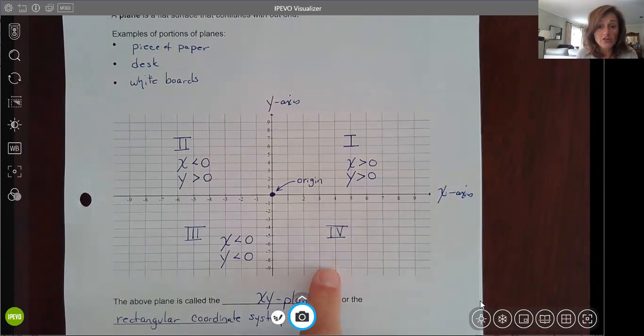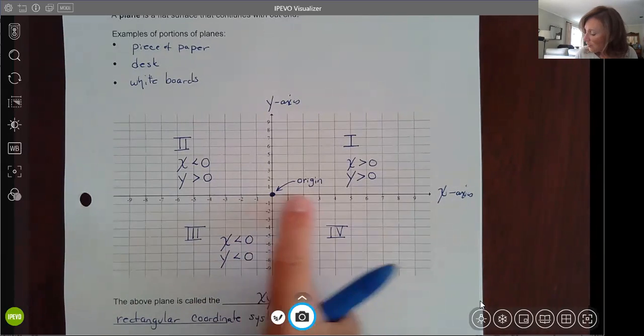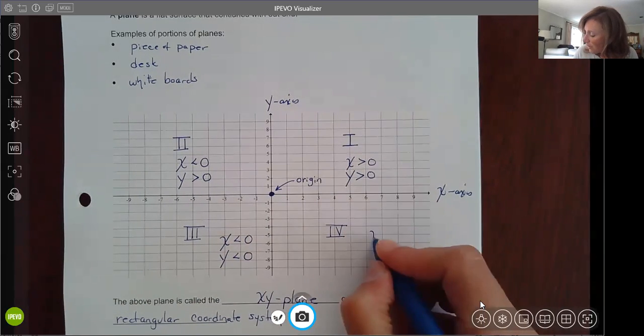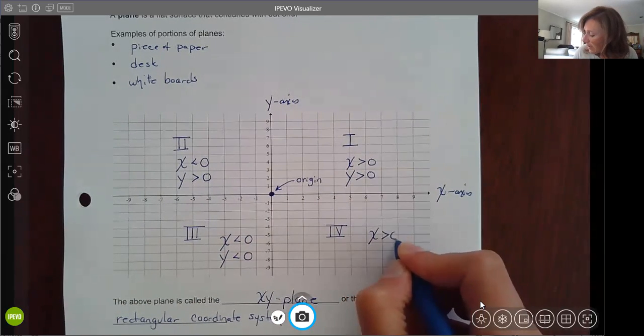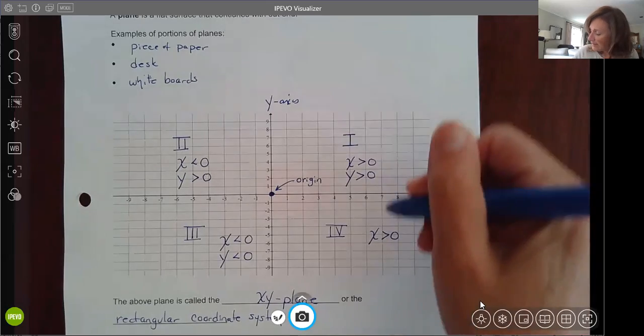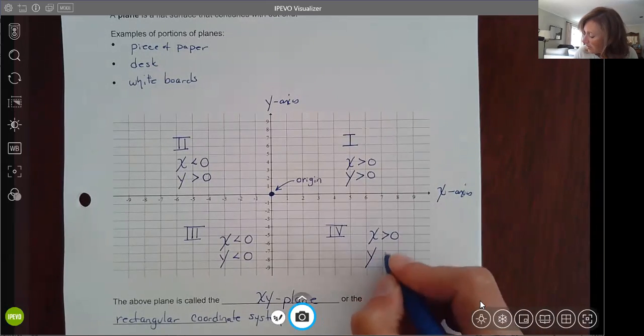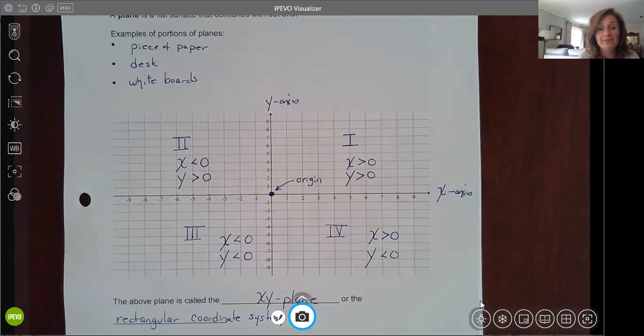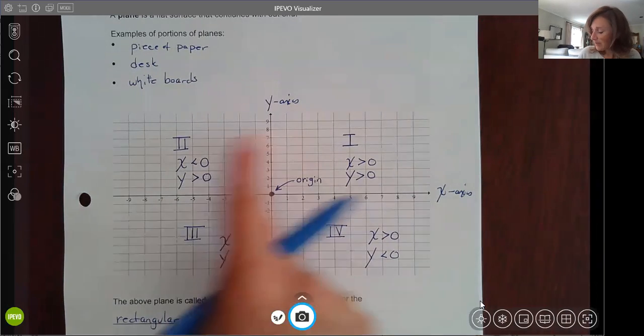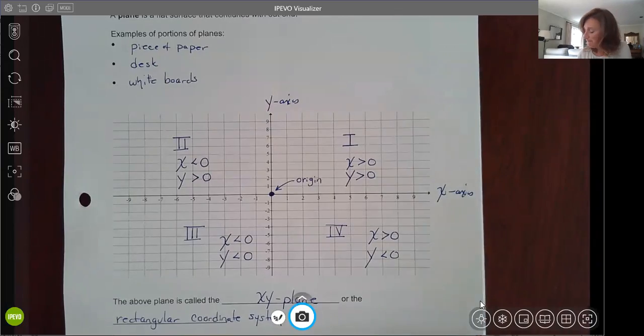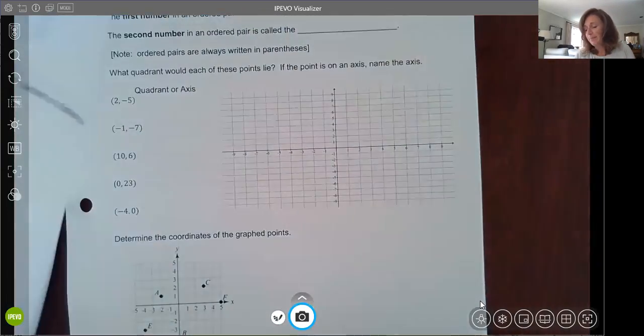And then if I'm in quadrant 4, I would go to the right. A right movement makes x values positive, and going down makes y negative. Okay? That's something that we have to know. You have to be able to label the quadrants as well. Okay? All right, let's flip.